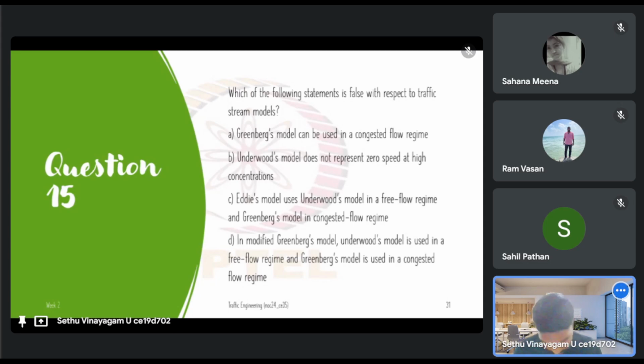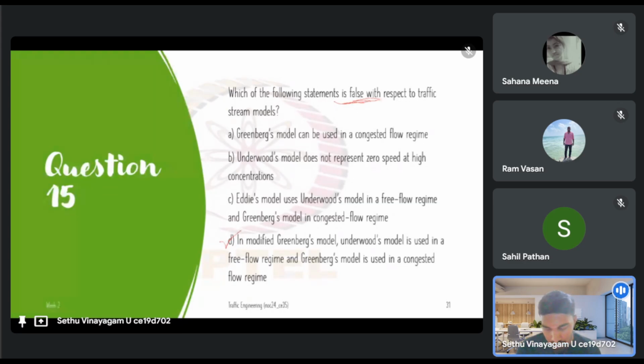All right. So the right answer is actually option D, right? Here we are talking about the false statement, so we have to choose the one that is not correct. Option A is Greenberg's model can be used in the congested flow regime. This is true because we already saw the limitation of the Greenberg model is in the free flow regime, where the speed starts decreasing with increasing density even at low density conditions. That is not true. But in the congested flow regime, it is fine, so there we can use the Greenberg's model.